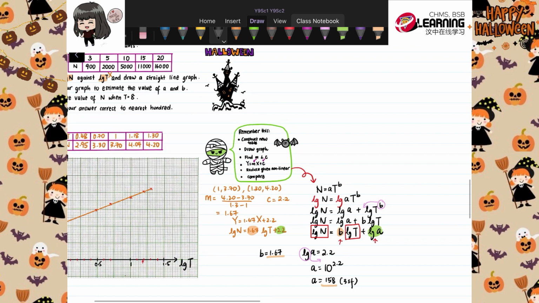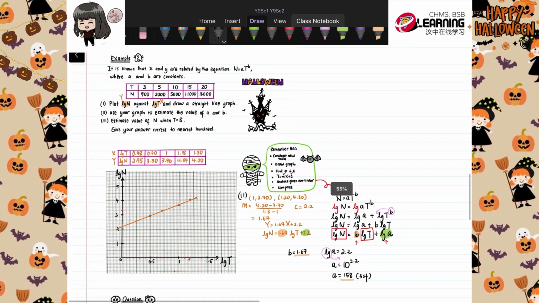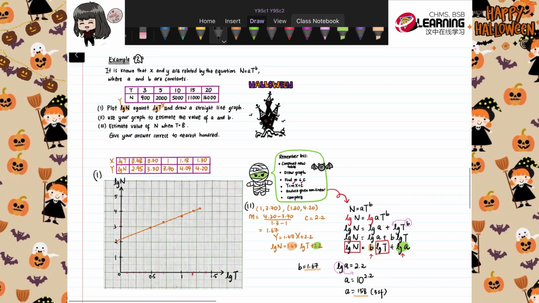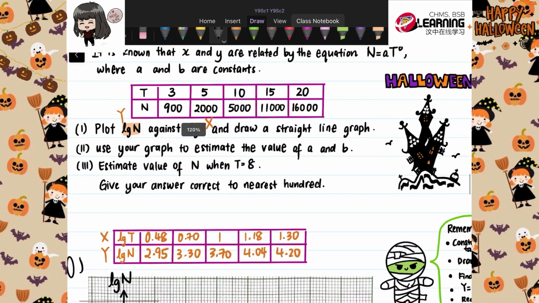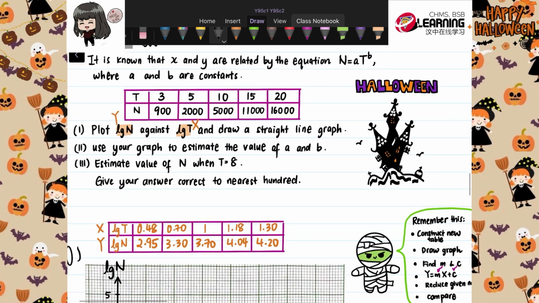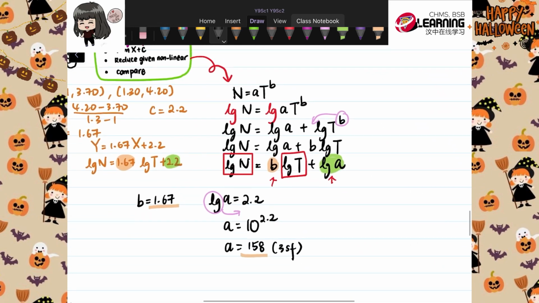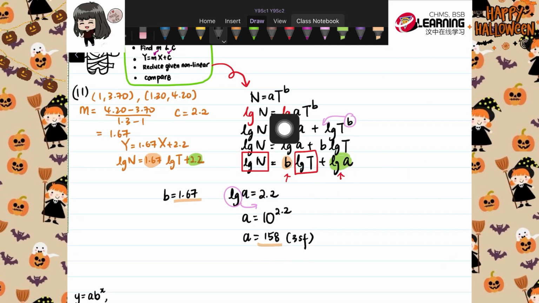This is the part 2 answer. This is my part 1 drawing the graph, and then part 3. Okay, now we have part 3. Estimate the value of n when t equals 8. Okay, now we want to find the value of n when t equals 8. So we already have our equation here. Okay, I'm going to use the original one, n equals atb, because we have A and B already here.